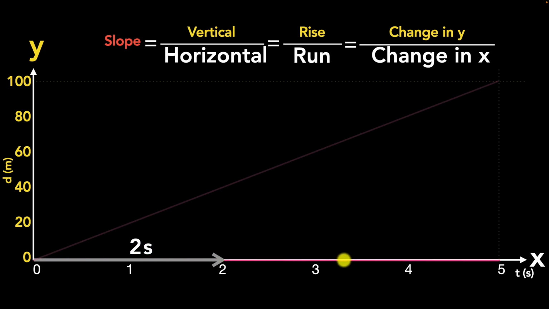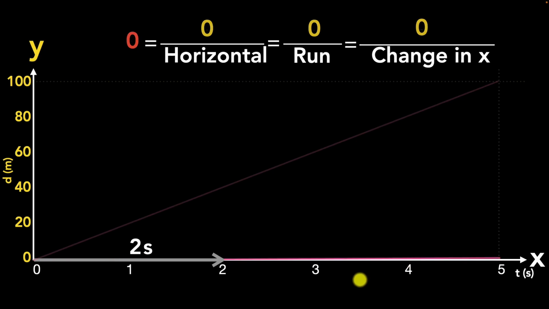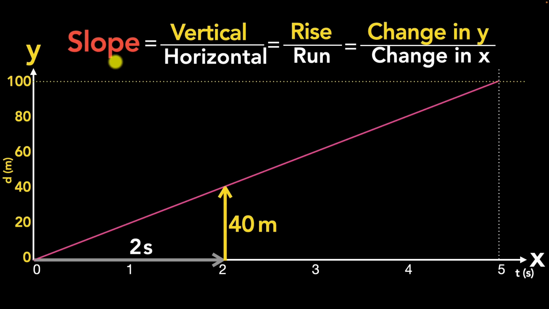And what about this case? What if it's completely horizontal? Ooh, now the vertical just goes to 0. There is no vertical length anymore, so the slope is 0. That means the speed is 0. And that makes sense. Now, this object is not traveling any distance at all. It's always at 0. It's at rest. So isn't this beautiful? Just by looking at the slope, I can figure out the speed of the object.